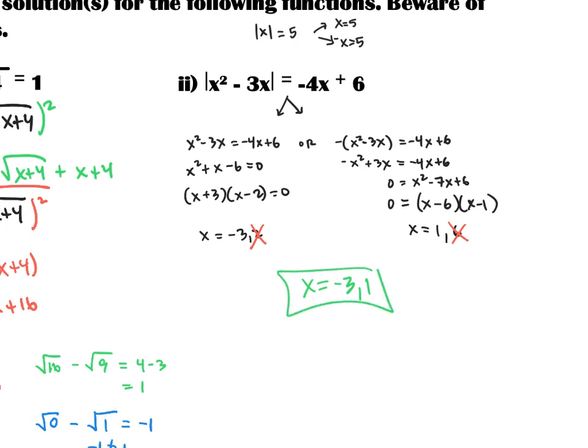Okay, guys, that is solving equations involving radicals, specifically square root, absolute values, and rational functions, being aware of the extraneous solutions. We'll see you next time.